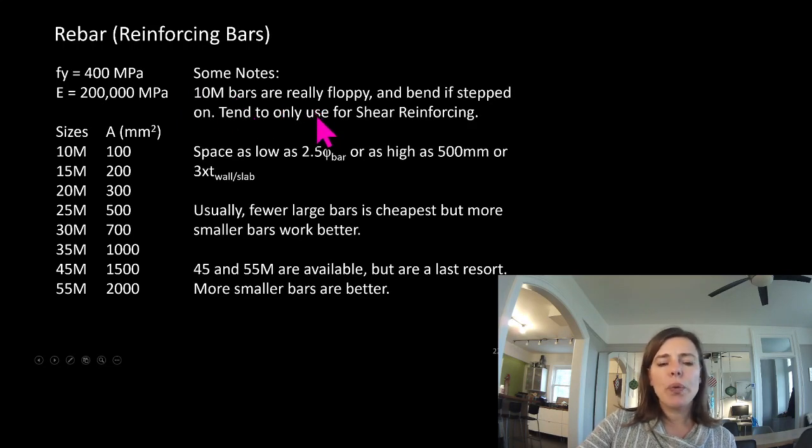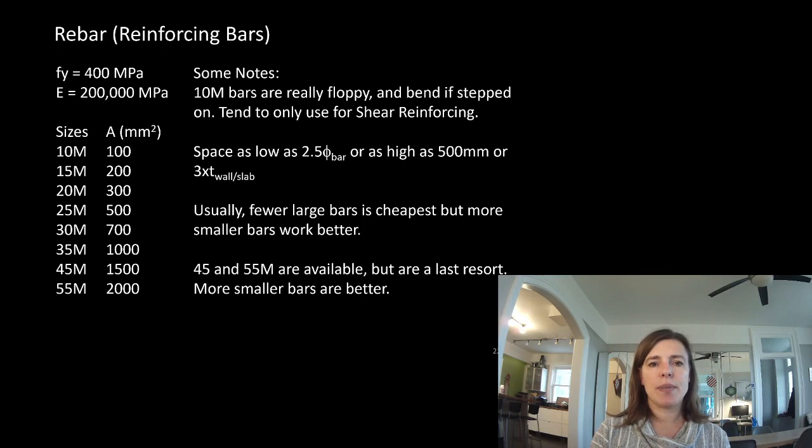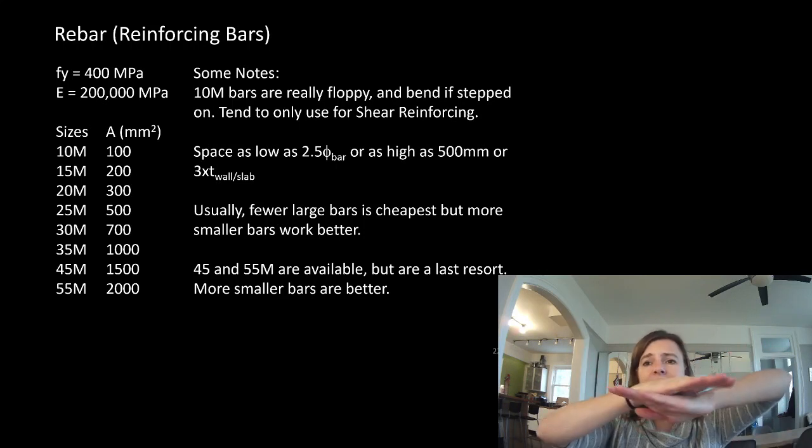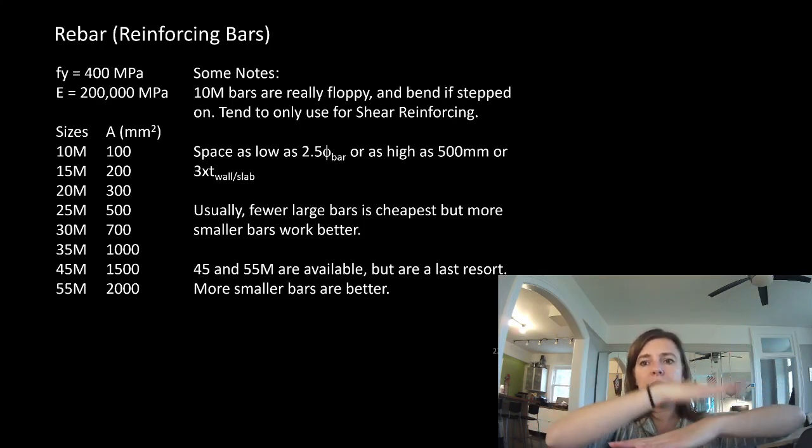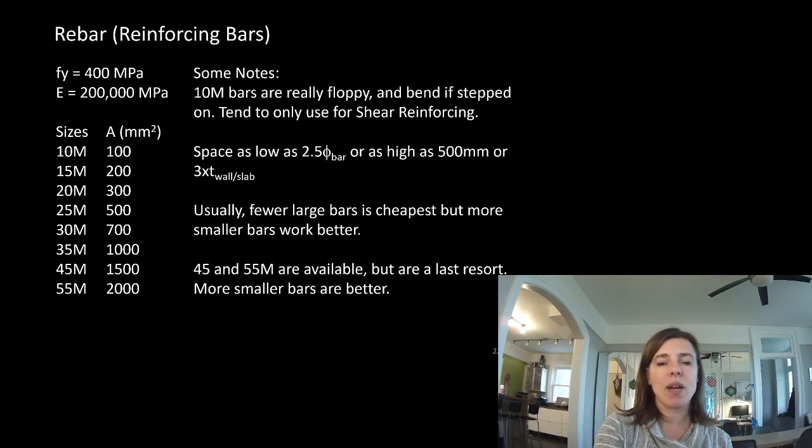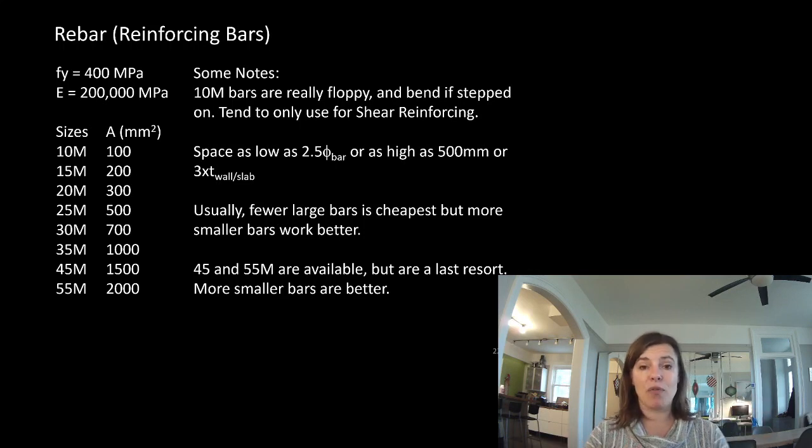10 M bars are really floppy. They bend if you step on them. So because of that, we don't like to use them as the main structural element. We will use them for shear reinforcing for our ties or for crack control on things, but not anything that we're often laying out in a grid that you might need to walk around the site. You guys saw last week what the slabs look like with the reinforcing mesh. And it's hard not to step on those bars.